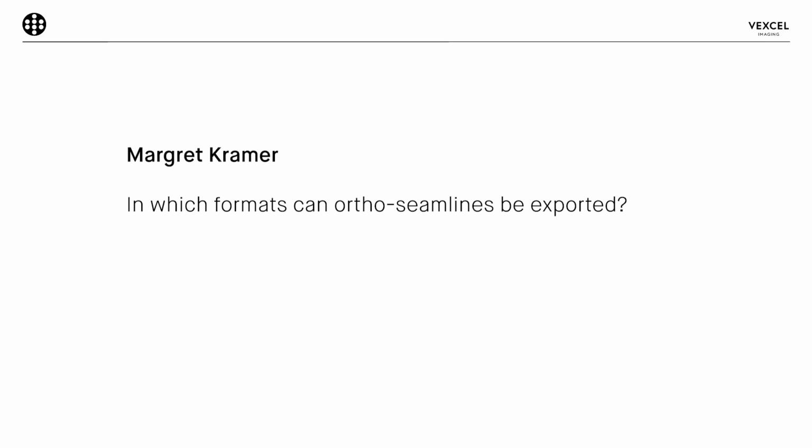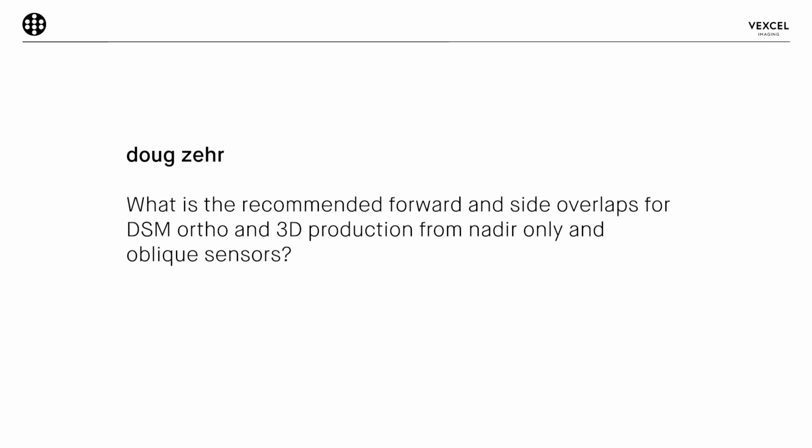Good. So what are the recommended forward and side overlaps for DSM, ortho and 3D production from nadir-only and oblique sensors? Yeah, so this is a tricky question. It depends a little bit on the type of project you are doing, the terrain that is mapped, and also the requirements on the final output data, on the final results.